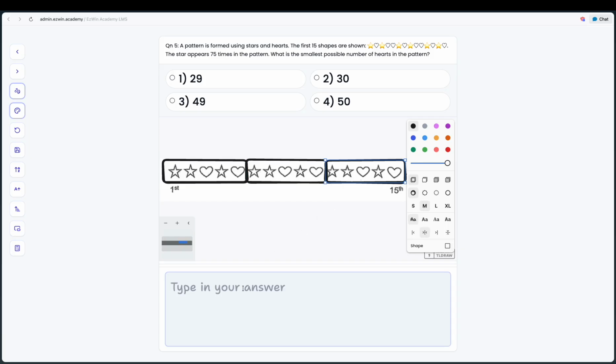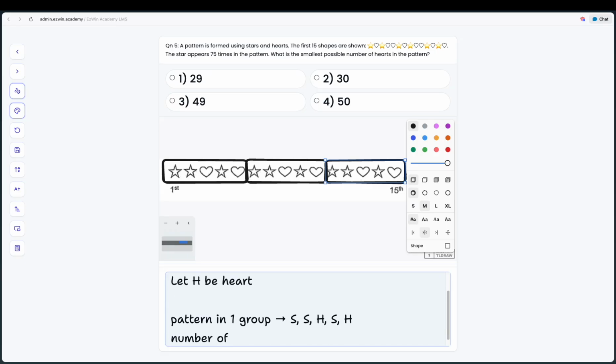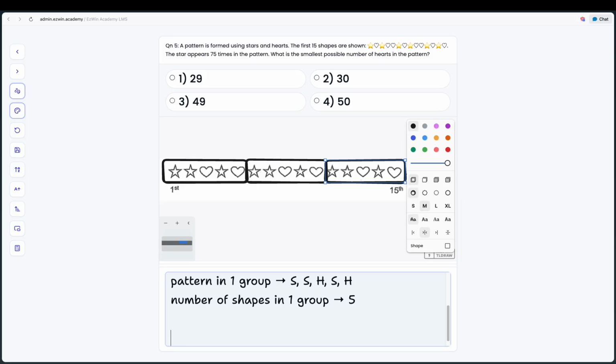So in this case, I'm going to short form it. Let S be star and H be heart. So the pattern is S, S, H, S, H. This is one pattern in one group. The number of shapes in one group is 1, 2, 3, 4, 5.